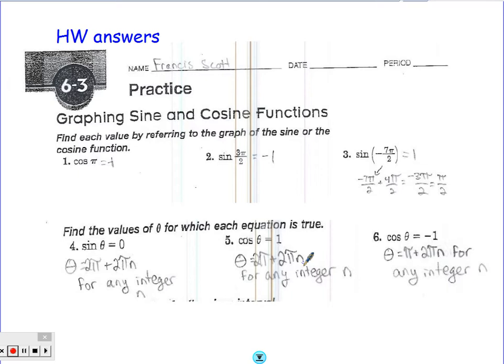And we talked about how we could simplify this and just say theta equals 2 pi n or k, whatever. We don't actually have to do that start and then add because it's the same amount. In this case, we do have to have what we started with and then what we added for any integer n. So hopefully you guys did that and you are checking your work.